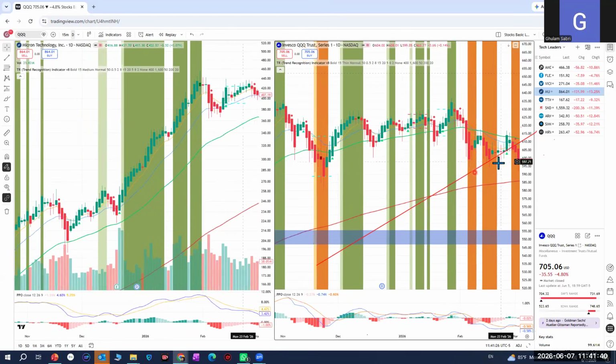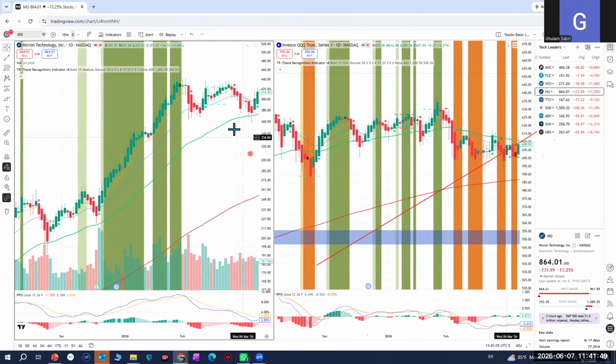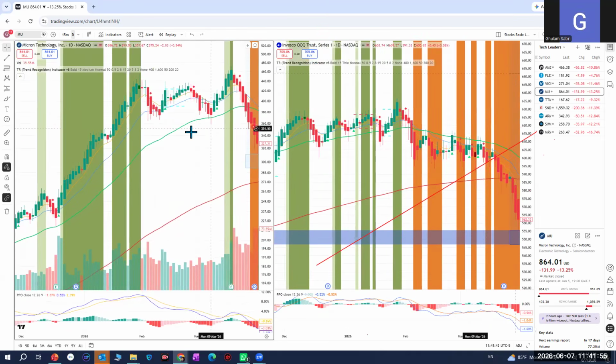I don't know why this red line is appearing. Anyway, the market was doing this. So do you think that Micron will get support from the market? No, Micron is on its own. Most likely this will fail. That's why it failed and it again came down here.